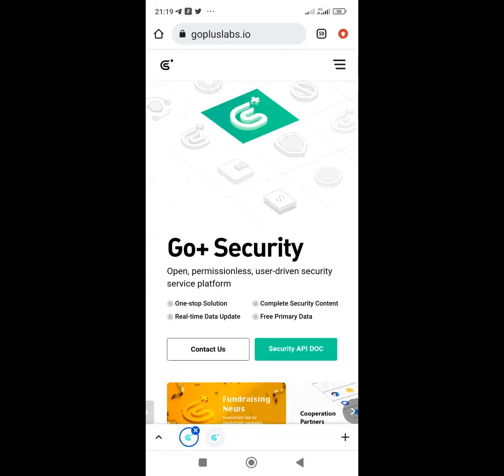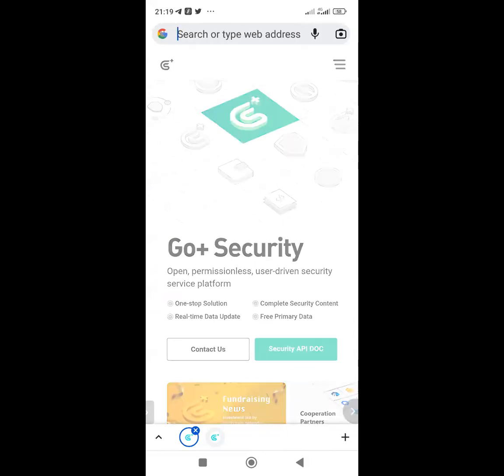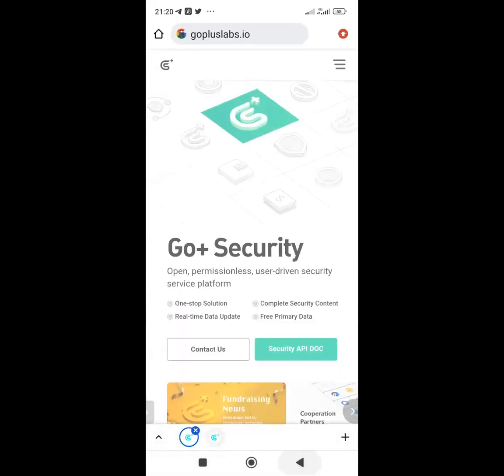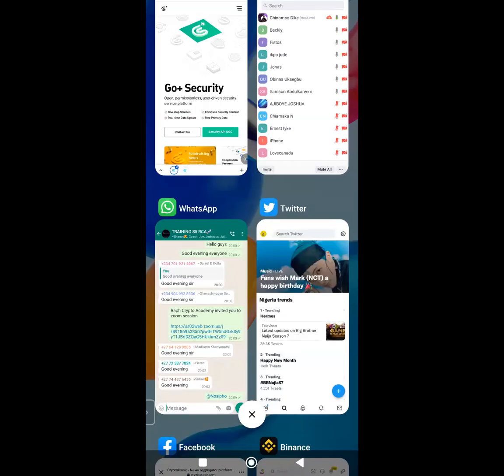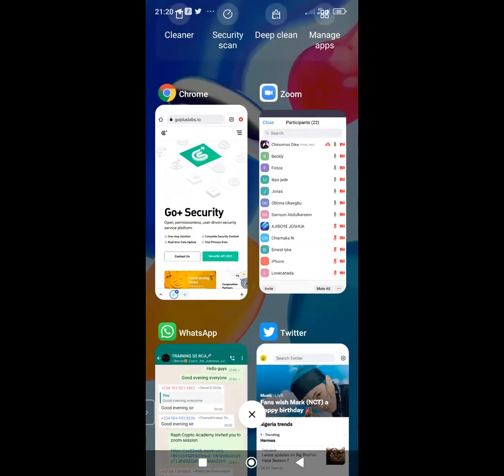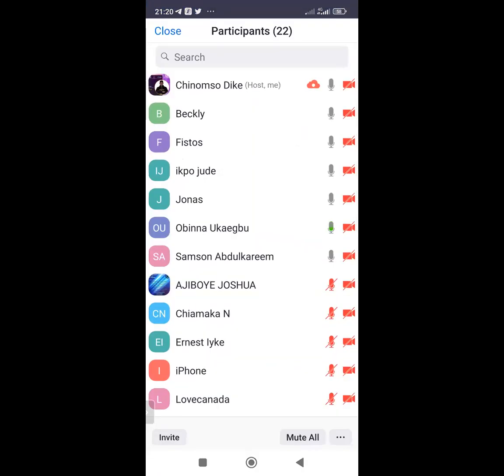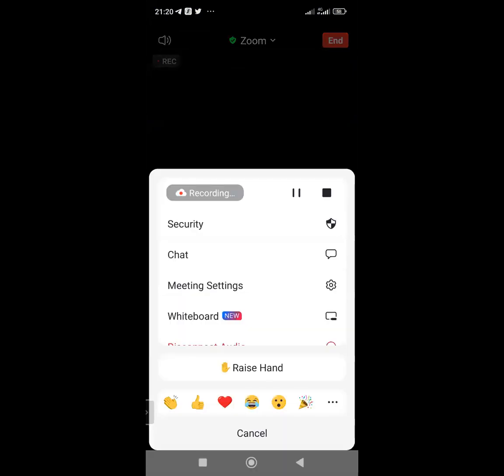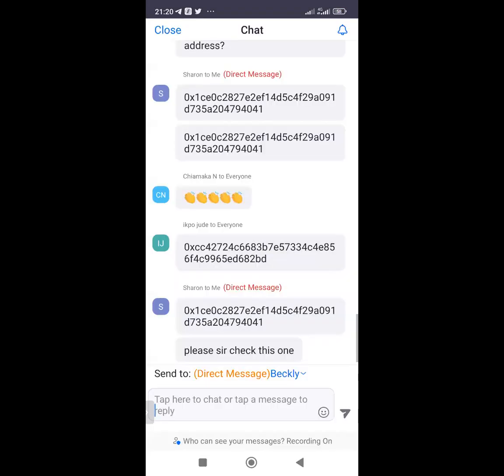gopluslab.io. This one on top of that that you search. Is it in Chrome? Yes, on Chrome. Then you see this thing there. Then you'll be able to search. You do all these things that I'm doing now, you'll be able to do it. Search for any coin that you want.